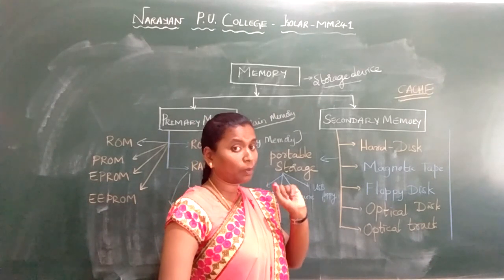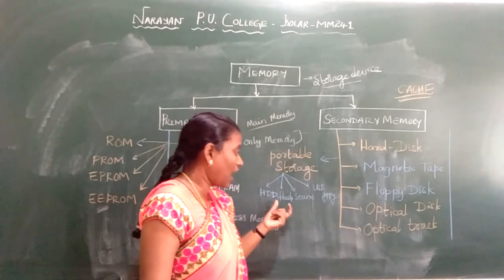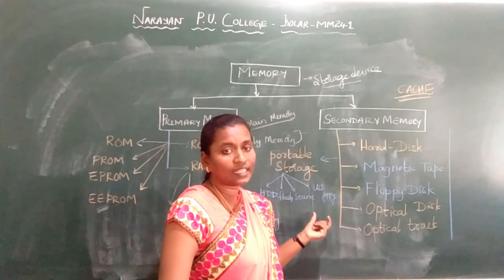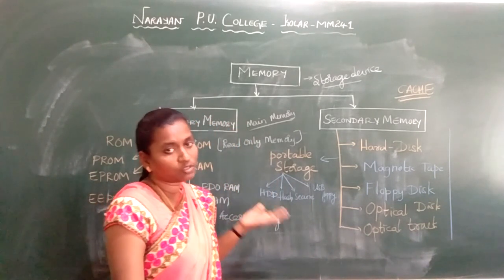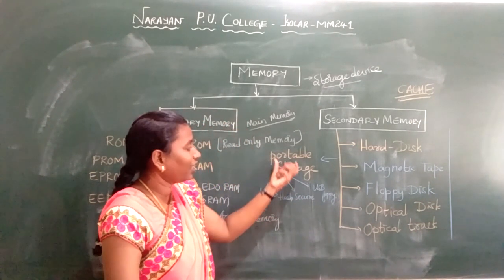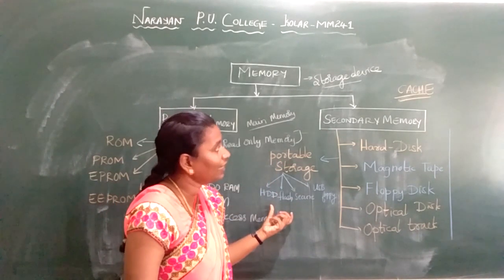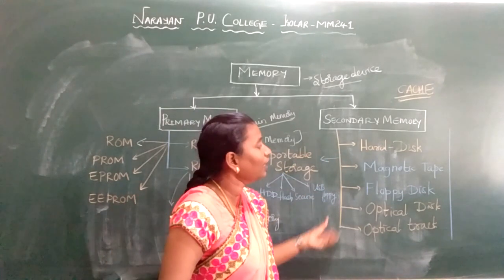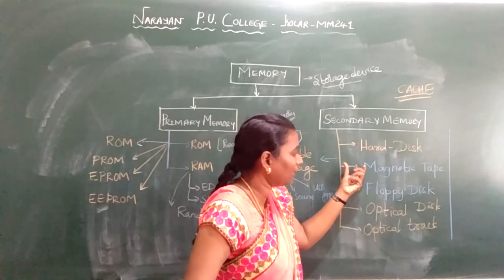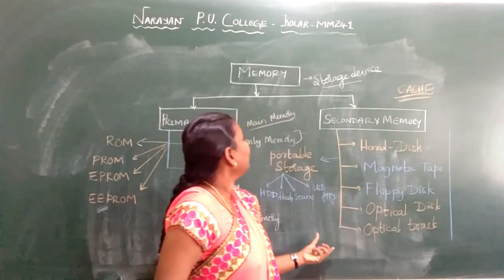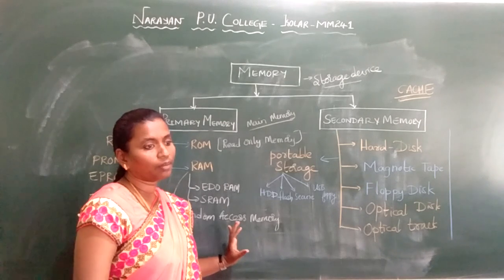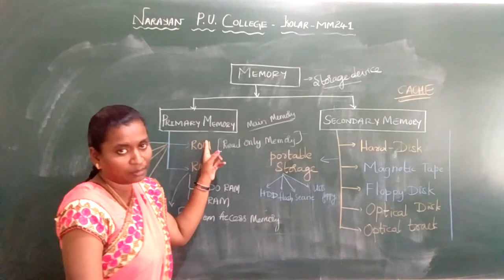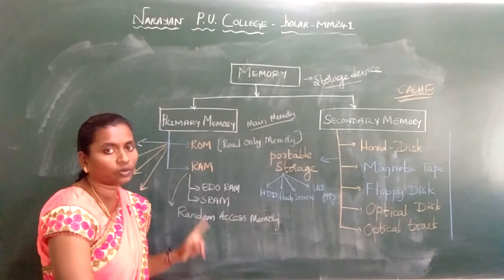Your portable storage is nothing but your pen drive, your hard disk, your flash devices, your USBs, your floppies, CDs. All these are portable. Portable means you can carry them. Such storage devices also come under secondary storage only. So in secondary memory we have hard disk, magnetic tape, floppy disk, optical disk, and optical tracks. This is a brief idea about primary and secondary memory. Now we will discuss primary memory, ROM and RAM.